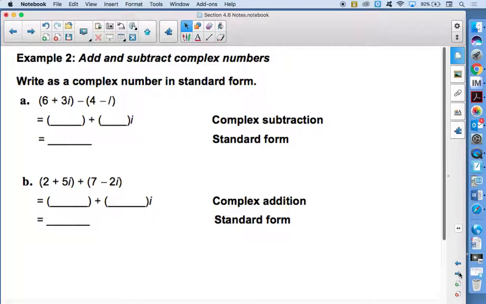So if you look at the two examples underneath, we have 6 plus 3i minus, and then the quantity 4 minus i, and that's an i back there, that second one. You don't have to think of it like this, but this is kind of like what the thought process should be, but you don't need to really separate it essentially like this. But what you're doing is you're taking the 6 and the 4, and now it's a negative 4 because this negative distributes through. You're combining those two pieces together because that's the real part. So we would have 6 minus 4.